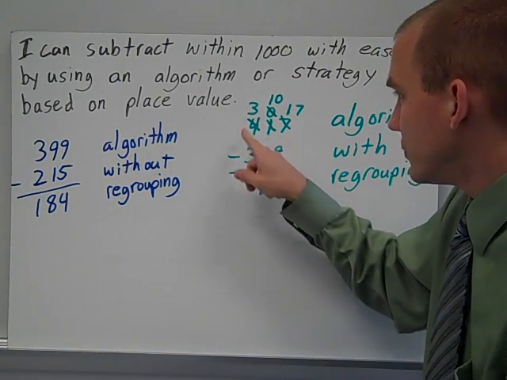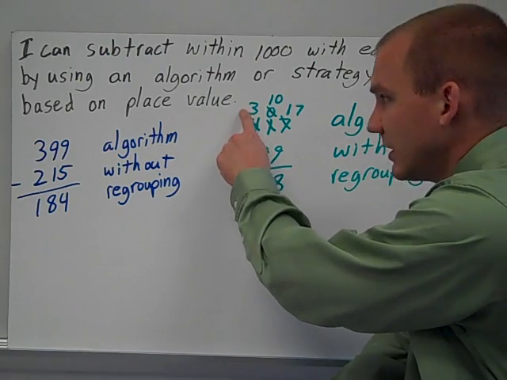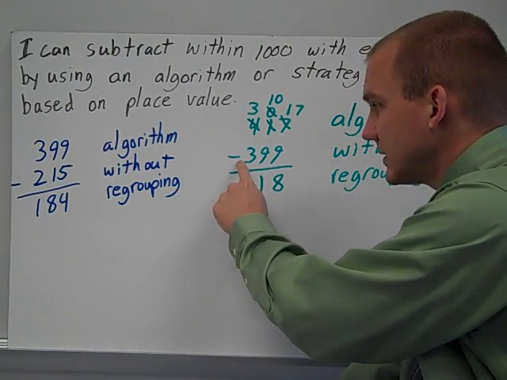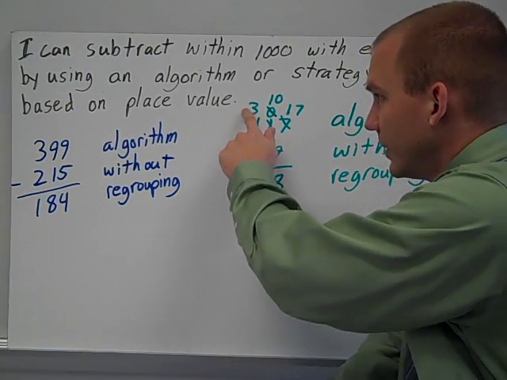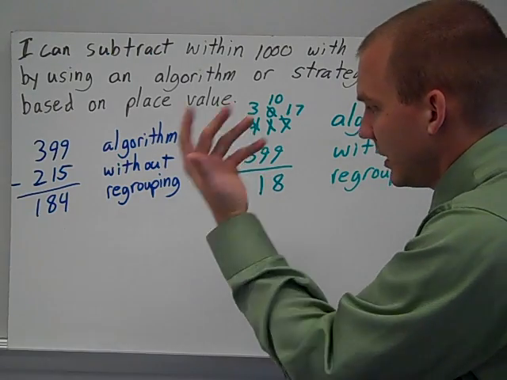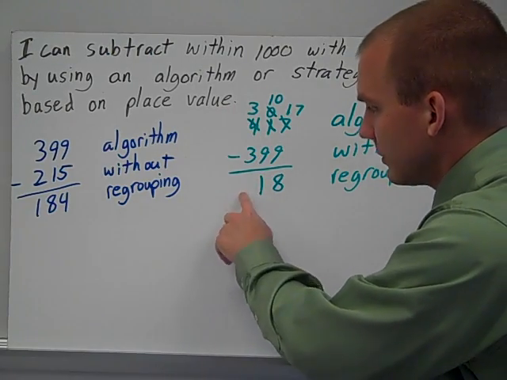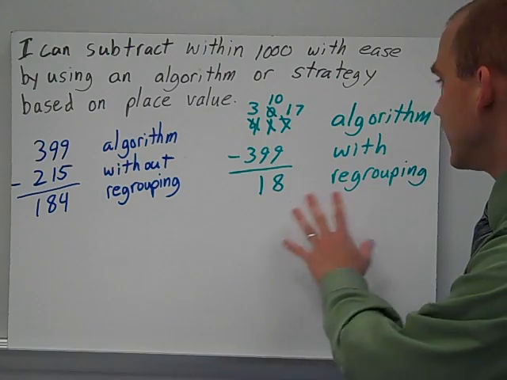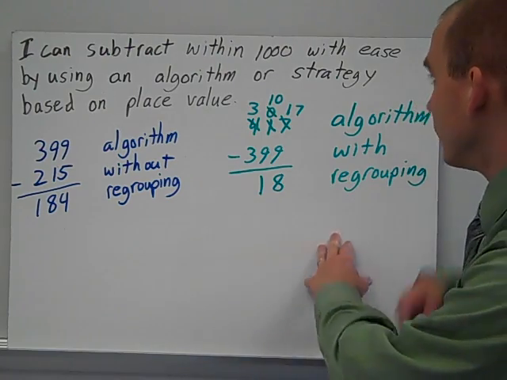I can move on to the hundreds, which is pretty easy at this point because I only have 3 hundreds left, and I have to take away 3. So when I do 3 minus 3, I get nothing, 0. I can either put a 0 there or just leave it blank. And that is the algorithm with regrouping.